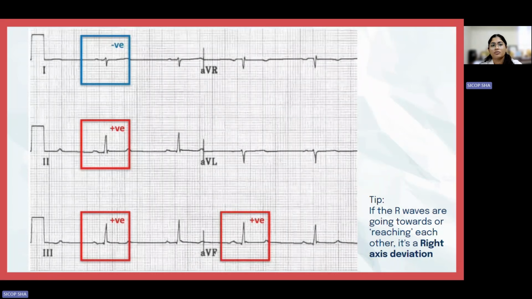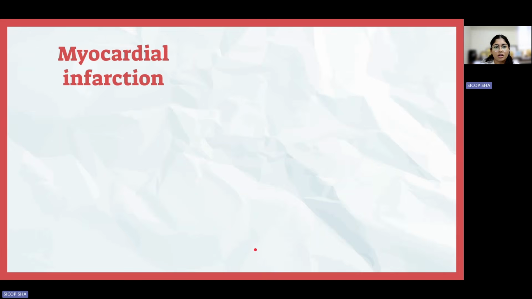Same way, if both of the R waves are reaching each other, that they are coming towards each other, then it is a right axis deviation. So right axis, reaching each other. So you have to confirm with lead 3 and AVF to see if it is actually a right axis deviation. So this is a simple method to understand deviation.